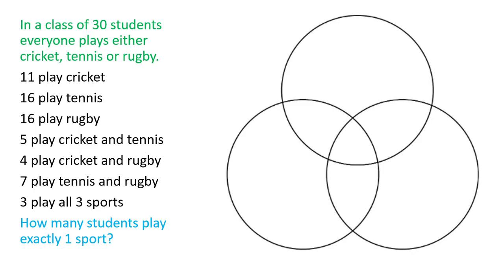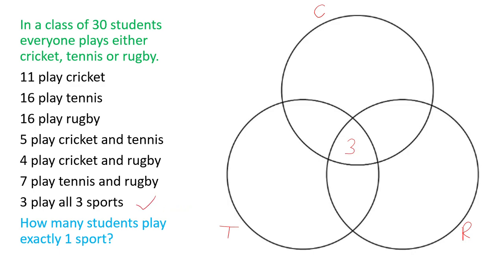Okay, so I'll start off by labeling the Venn diagram. So I'll call this top circle here cricket, I'll call the bottom left tennis, and the bottom right rugby. And just like before, I'll start right in the middle, this section here. This section represents how many people play all 3, and in the question it says 3 people play all 3, so I'm going to fill in this section and write in 3, and I'm going to tick that off.